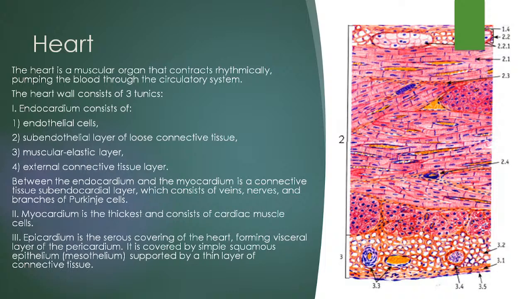Between the endocardium and the myocardium is a connective tissue subendocardial layer, which consists of veins, nerves, and branches of Purkinje cells. You can see here branches of the Purkinje cells.